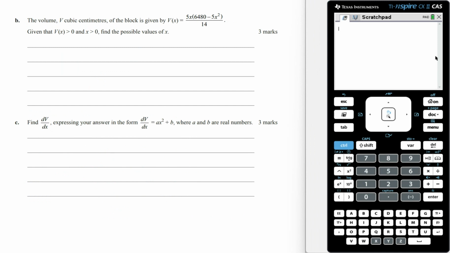Part B. The volume v cubic meters of the block is given by v of x. Given that v of x is larger than 0 and x is larger than 0, find the possible values of x. To find the x values where v of x is going to be larger than 0, we can set up this in the calculator and then solve for x. First, let's define v of x. And now we can set v of x to be larger than 0 and then solve for x.